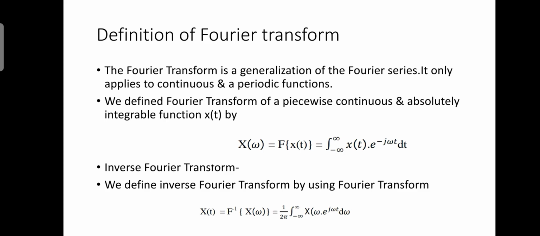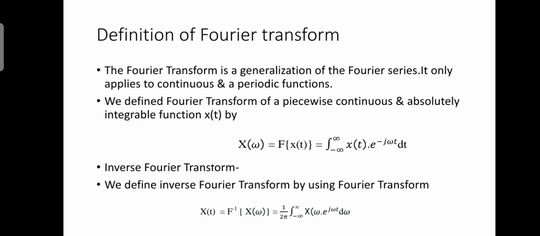Definitions of Fourier transform. The Fourier transform is a generalization of the Fourier series. It only applies to continuous and aperiodic functions. We define the Fourier transform of a piecewise continuous and absolutely integrable function x(t) by X(omega) = F[x(t)] = integral from minus infinity to infinity of x(t) e^(-j omega t) dt.